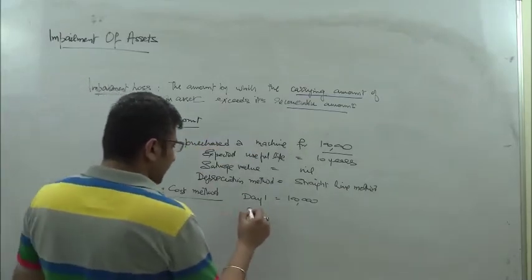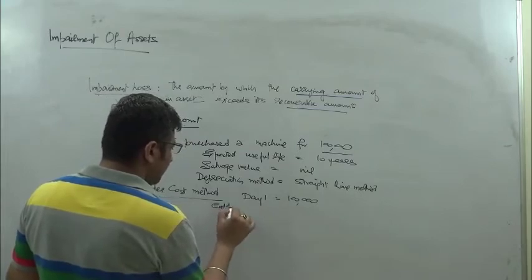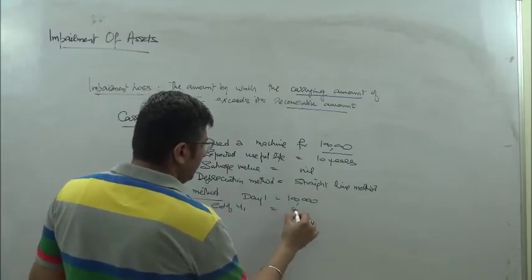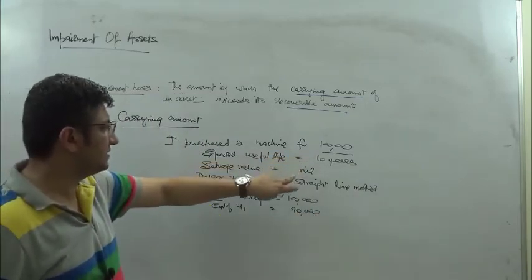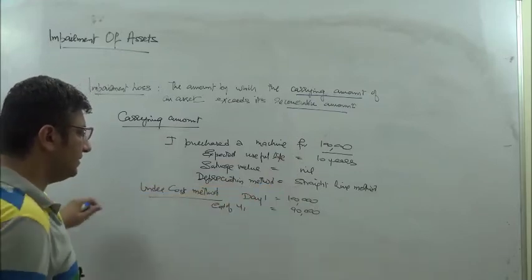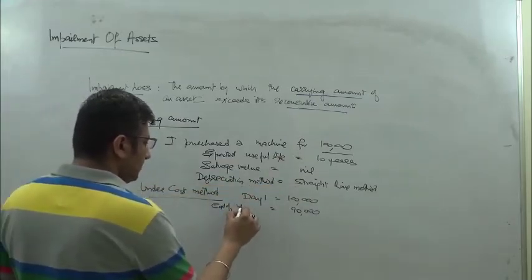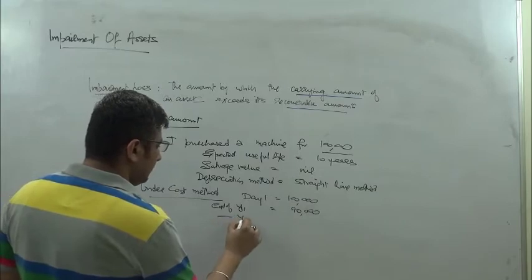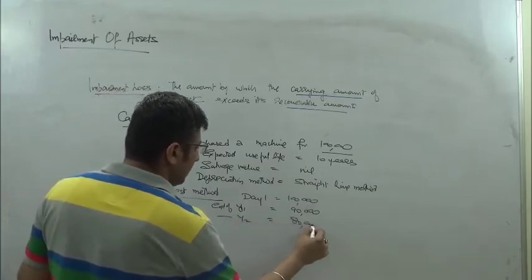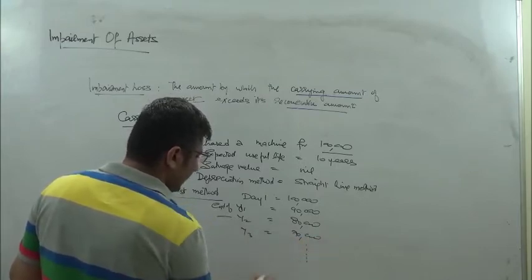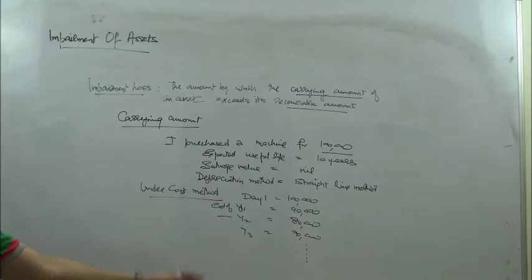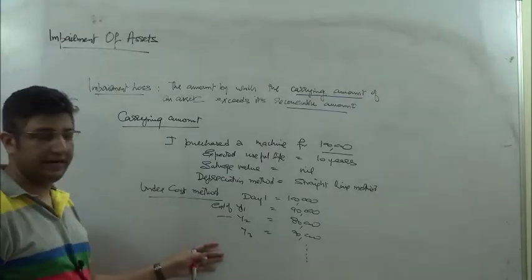At the end of year one, it will be 90,000, because the life is 10 years, there is no salvage value, and I'm using a straight line method. There would obviously be depreciation of, let's say, 10,000 here. End of year two, it will be 80,000. End of year three, it will be 70,000, and likewise. That's the way I would be able to calculate the value of this asset as it appears in my balance sheet at the end of each reporting date.